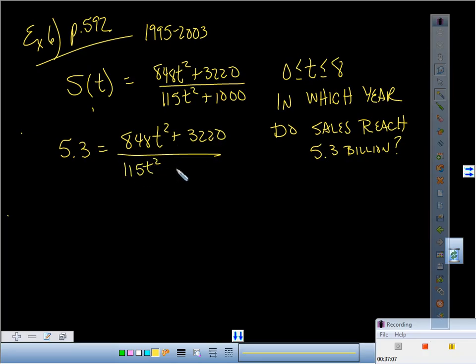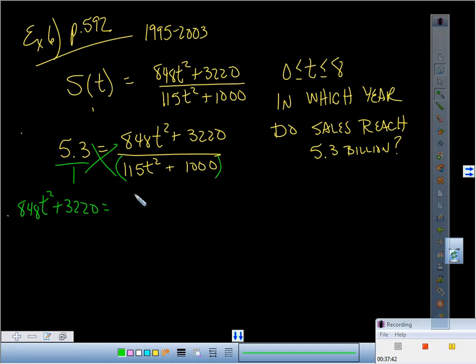Now, people, this is a rational equation. Should you know how to solve a rational equation? What do I do? Yeah, y'all, I'd slap that thing over 1, and then I just cross multiply. So easy. 1 times all this stuff on top is all that stuff on top: 848t squared plus 3220 equals. Now I'm going to multiply 5.3 times all this stuff on the bottom. 5.3 times 115.